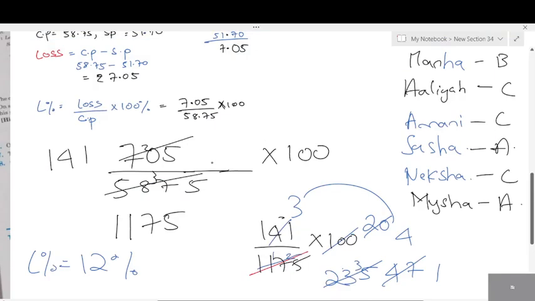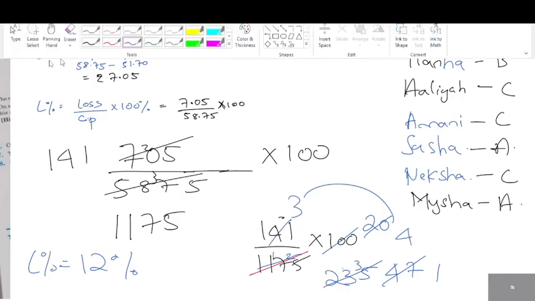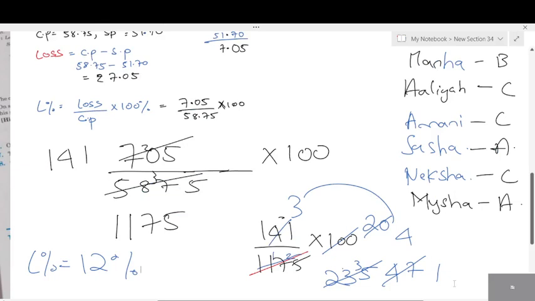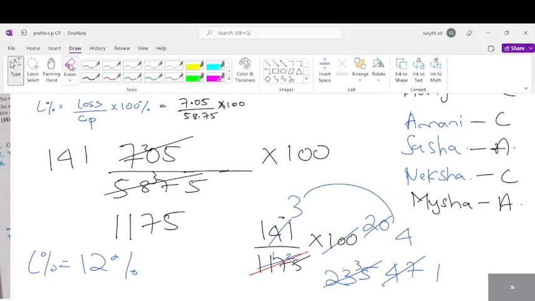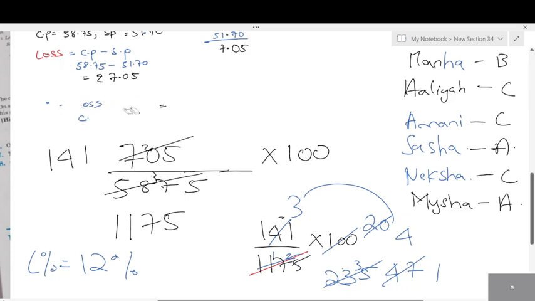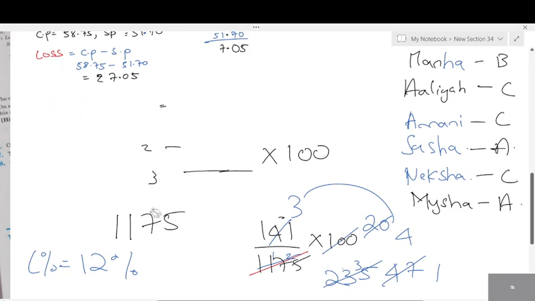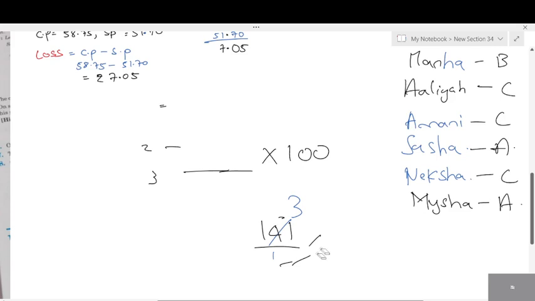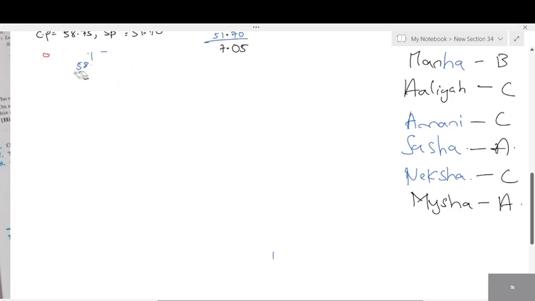Okay, continue with this. You should get 12%, student. Just ignore this. Shall we start the other question? Next one. We'll start the next question. I think except Ananya, all of you attended yesterday, right? Except Ananya. Okay, Ananya, can you respond?